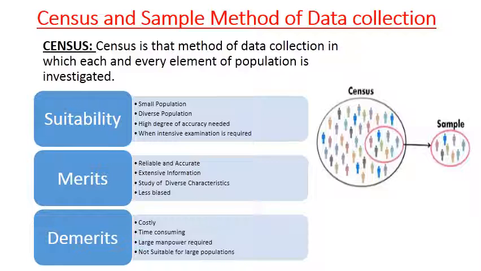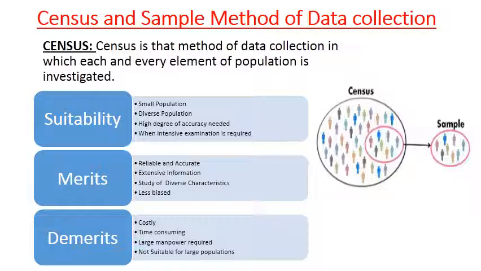If he selects some portion of the population, say 10 to 20 elements, and investigates those elements only, then that is known as sampling. As I already told you, a sample is a portion of population which an investigator investigates for collecting information, and the information is taken as information of the whole population.